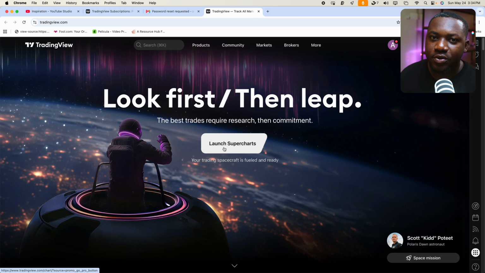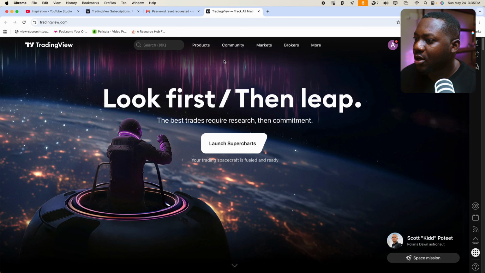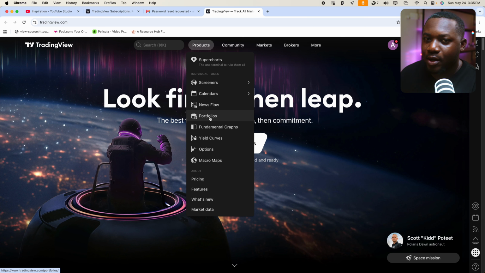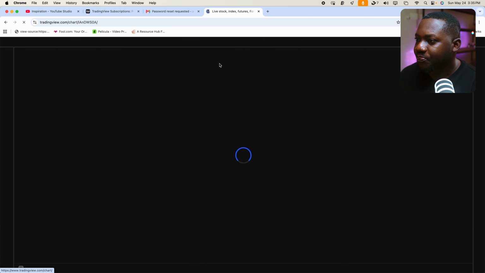Of course, TradingView gives you so many other options like screeners, calendars, news flow, portfolios, and a whole lot more. But super charts, which you find right here, is what most people use all the time. You're going to spend about 80 to 90% of your time inside super charts. So we're going to click on super charts.